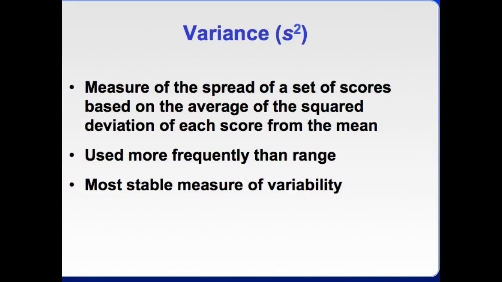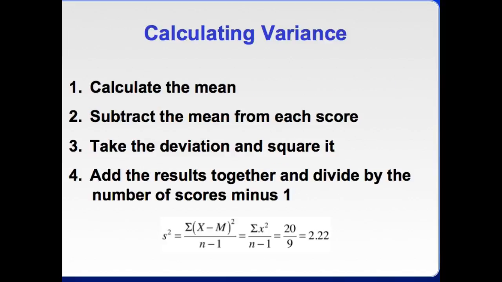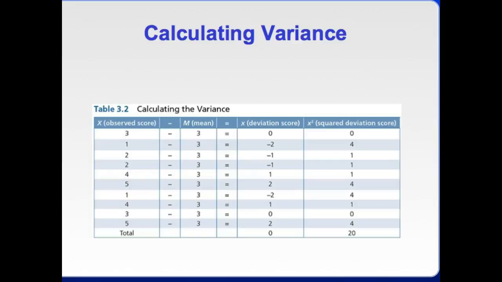Your variance is a measure of the spread of a set of scores based on the average of the squared deviation of each score from the mean. It's used more frequently than range, and it's the most stable measure of variability. Calculating variance: calculate the mean, subtract the mean from each score, take the deviation and square it, add the results together, and divide by the number of scores minus 1. Here's another chart of calculating variance.